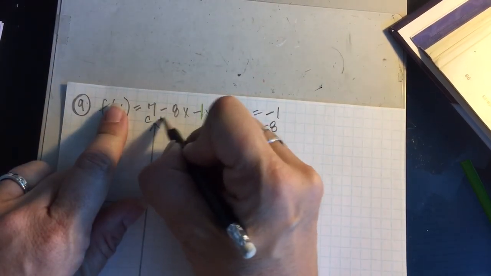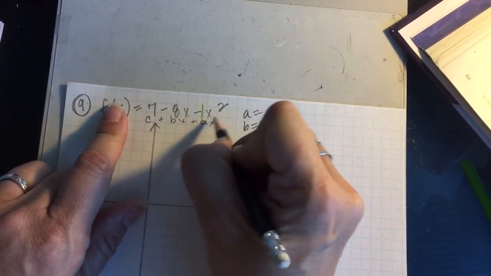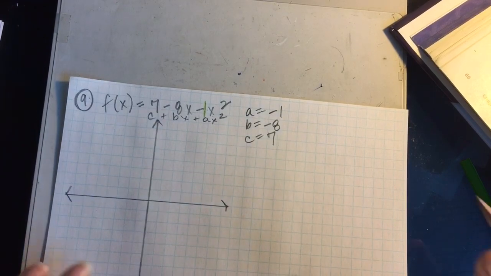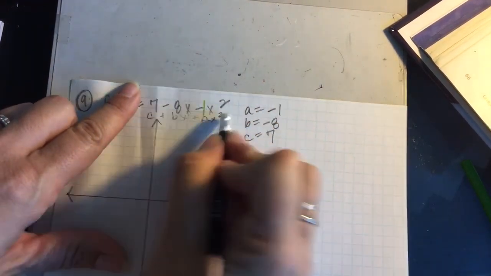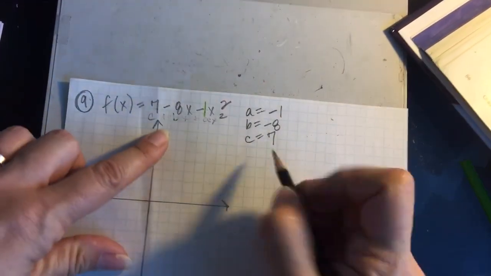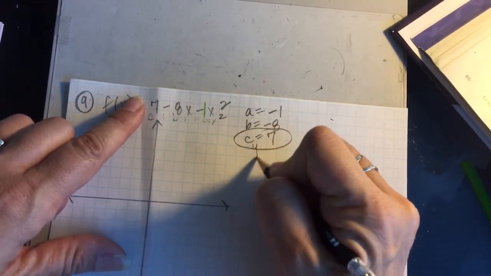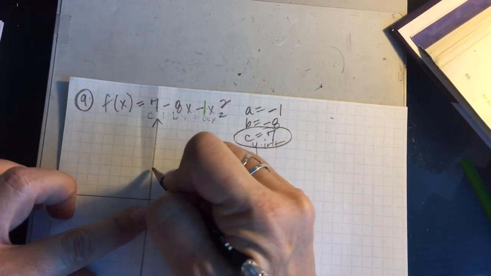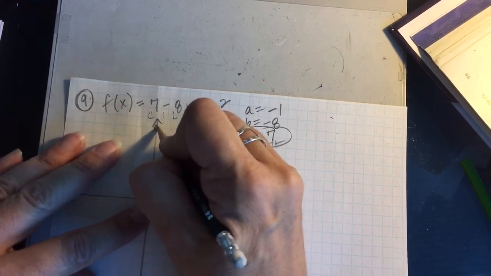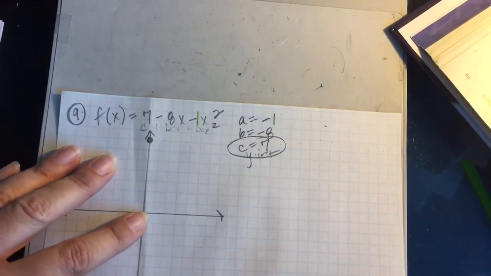This is written as c plus bx plus ax squared. It's just rearranged. So standard form, again, my c value, let me go drop that on our graph. That's going to be the y-intercept, 1, 2, 3, 4, 5, 6, 7. So I know this point is on my graph.